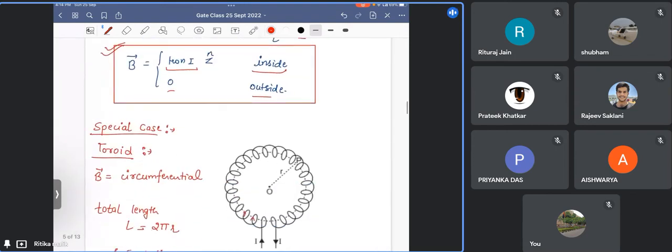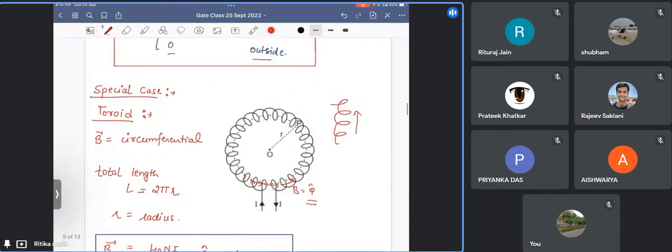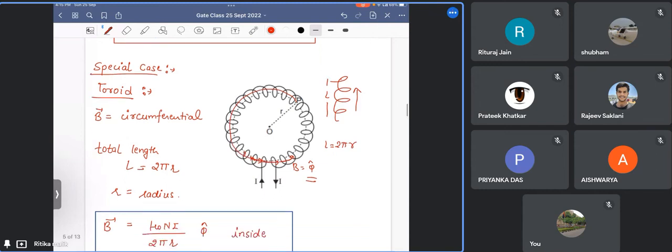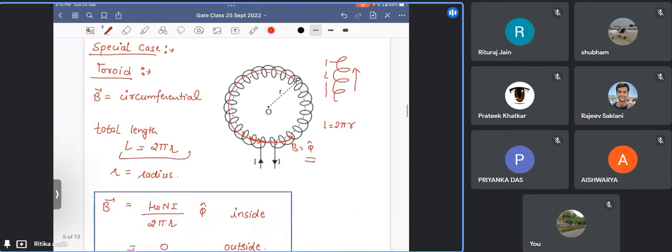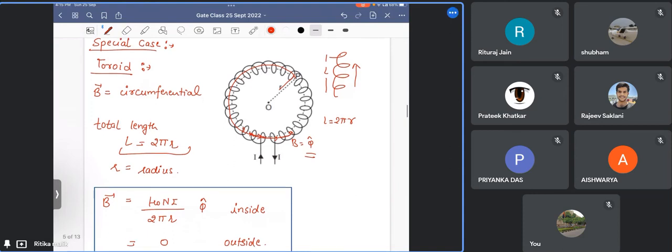Now there is a special case as well. If instead of taking the string in the x direction in a straight line, we mold it into the circumferential direction, and take just one loop and try to calculate the magnetic field direction, it will add up along the circumference. So here the magnetic field will be in the phi cap direction. Our total length, which was initially L, will now become 2 pi r, the total circumference, where r is the radius from the center of this spring.